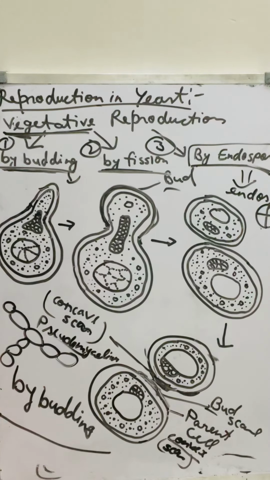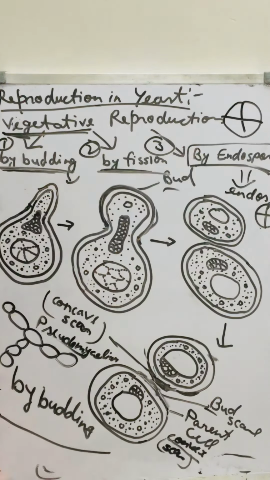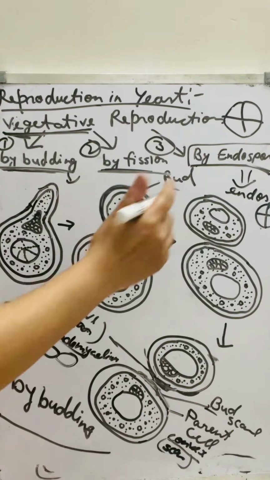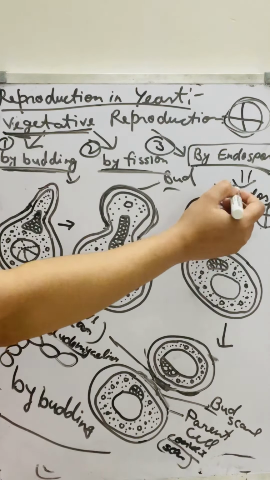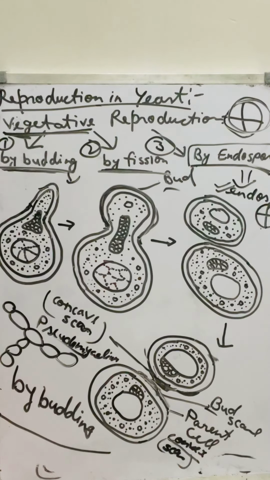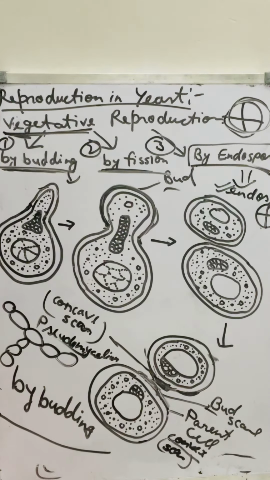Now number three is by endospore. Endospore formation mainly starts in unfavorable conditions. It's a thick-walled endospore. It means the protoplasm divides into four parts, and each part is surrounded by a thick wall, which is called an endospore. Then in favorable conditions, the cell starts budding, this process starts again, forming a bud, and forms yeast. It means Saccharomyces.